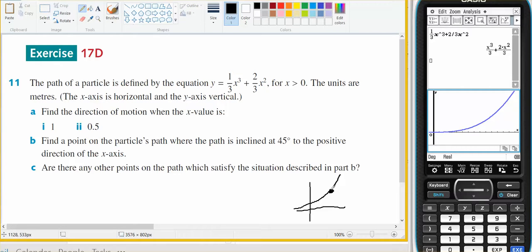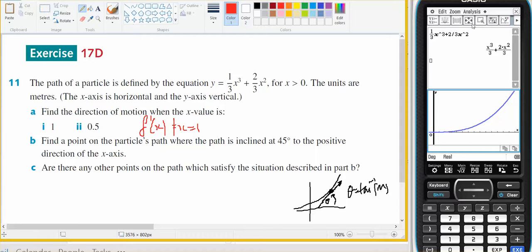At this point here, the direction of motion is governed by the tangent, and I'm going to describe the direction of motion by the angle that it makes with the x-axis, and that angle is going to equal the inverse tangent of the gradient. So if I wish to find the direction of motion when x equals 1, what I would like to do is take the derivative, set x equal to 1, and then take the inverse tangent.